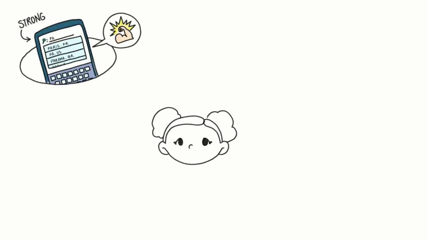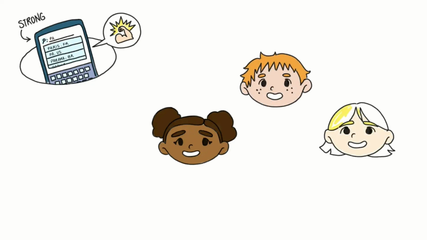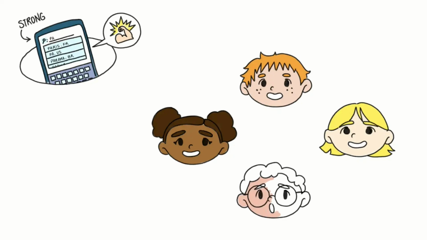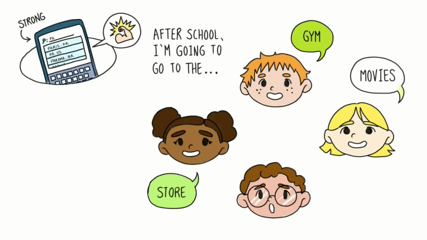Let's look at an example. Think about playing this game with your friends. One person starts a sentence, and the others try to guess what word comes next. Let's say your friend says, "After school, I'm going to go to the," you might guess store, gym, movies, or park, all reasonable possibilities based on common patterns you've observed in everyday speech. You're making an educated guess based on your knowledge of language patterns and context.